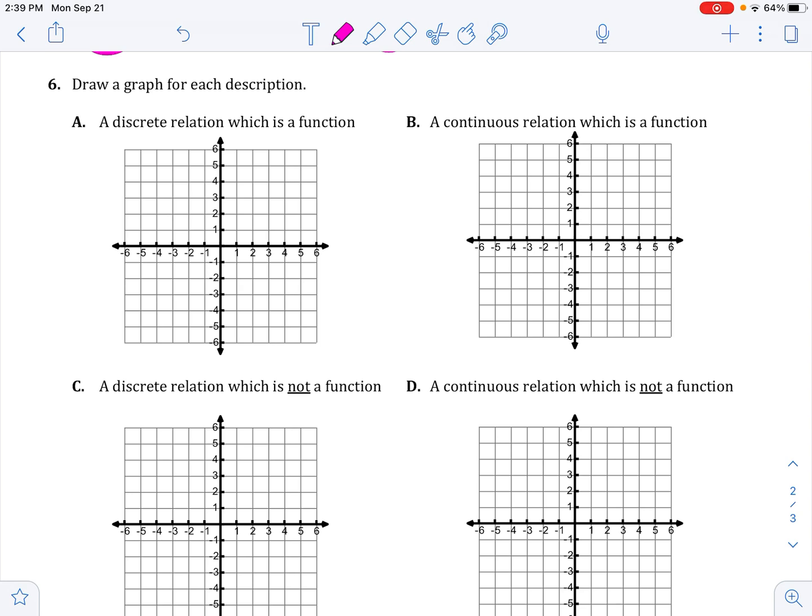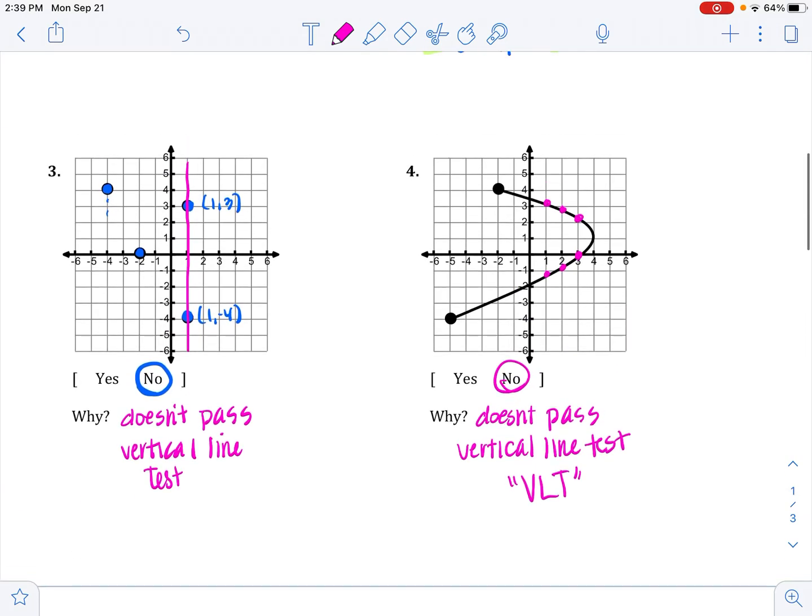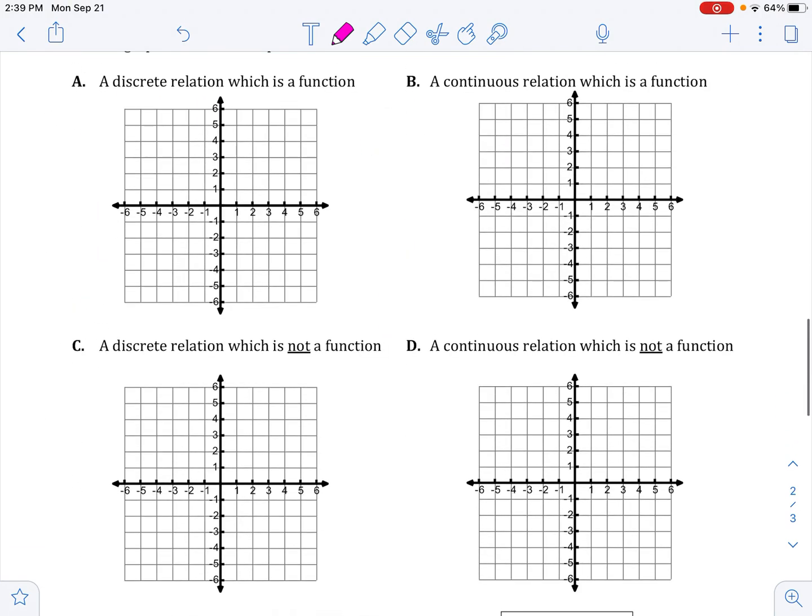Okay, draw a graph for each description. So now we're using things that we learned in previous notes and stuff we just learned. I want to draw a discrete relation, which is a function. So remember when you look at a discrete relation, it looks like points. So this right here, 3, is a discrete relation, but this one is not a function. I want to draw one that is a function. So I'm going to start drawing some points, but I'm not going to draw any that are vertically from each other. I can do ones that are horizontally, but just not vertically from each other. So there's my example. I just made it up.